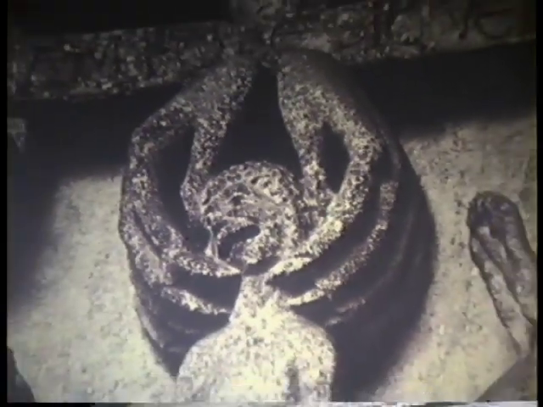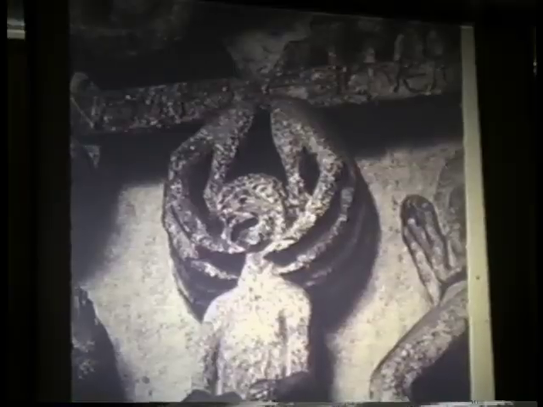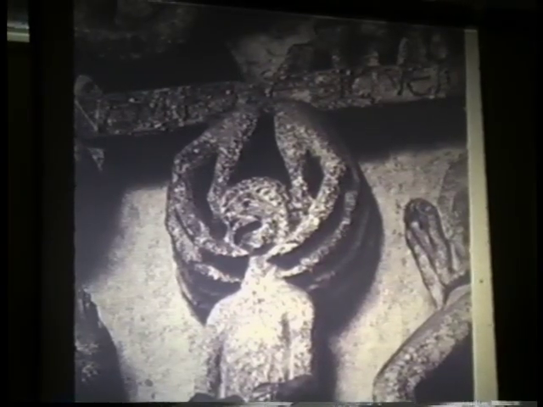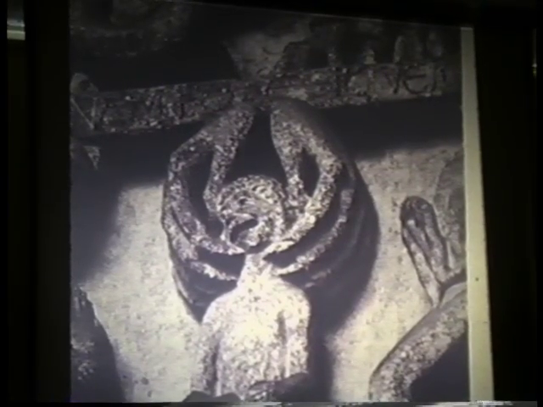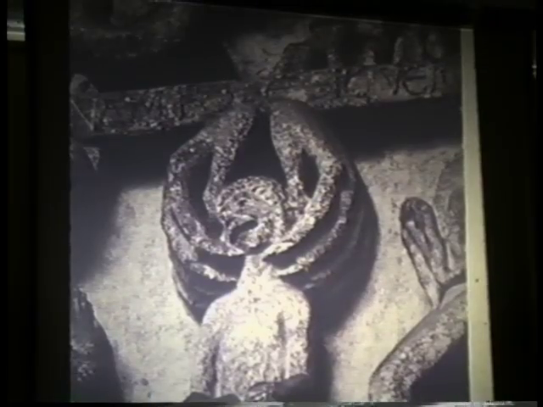Most of these are column cap decorations. And we will look into these a little more closely, looking at the medieval and Romanesque sculpture.